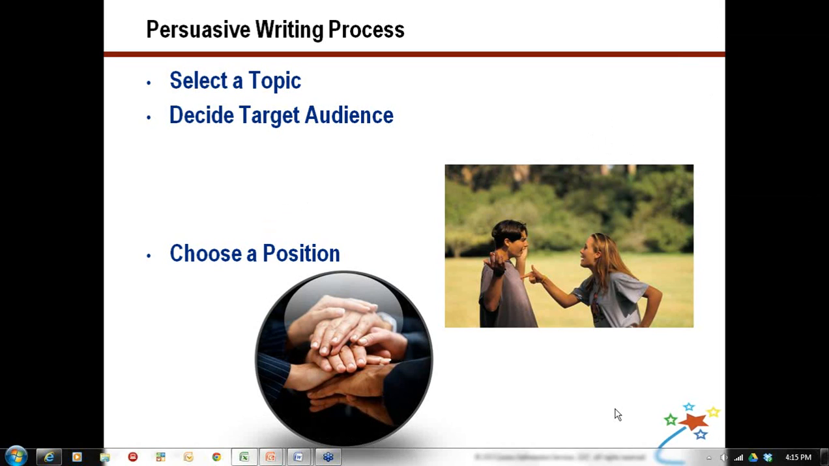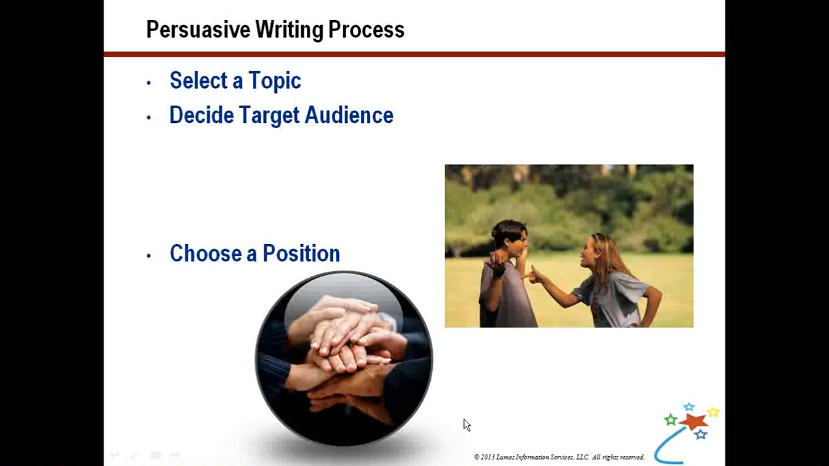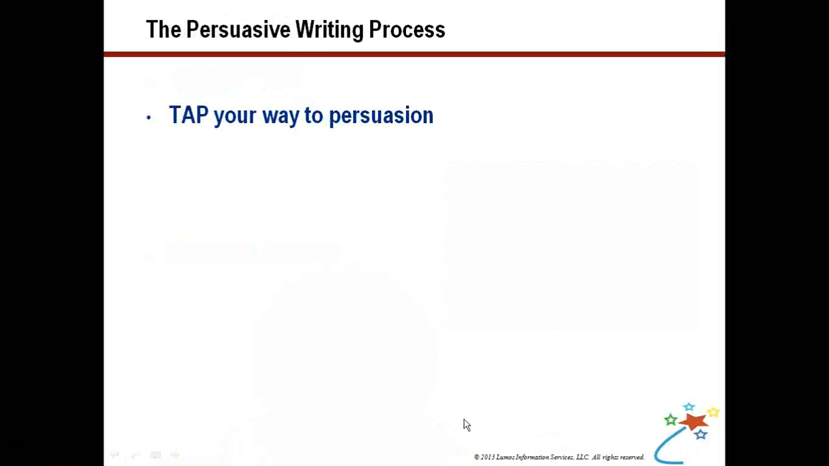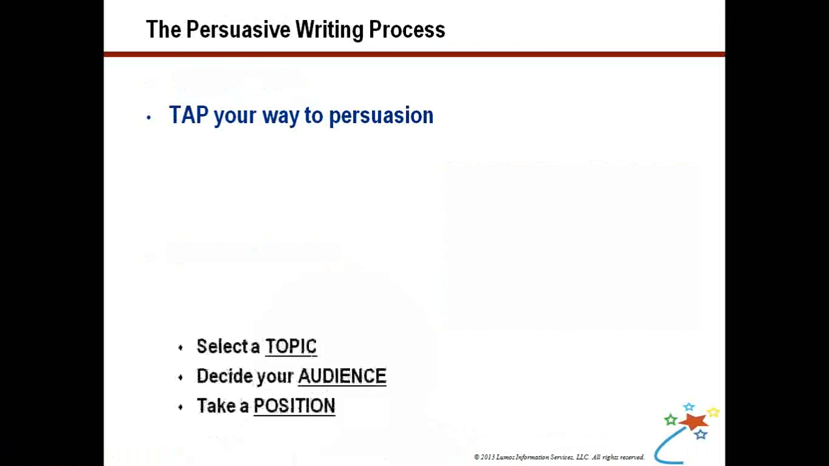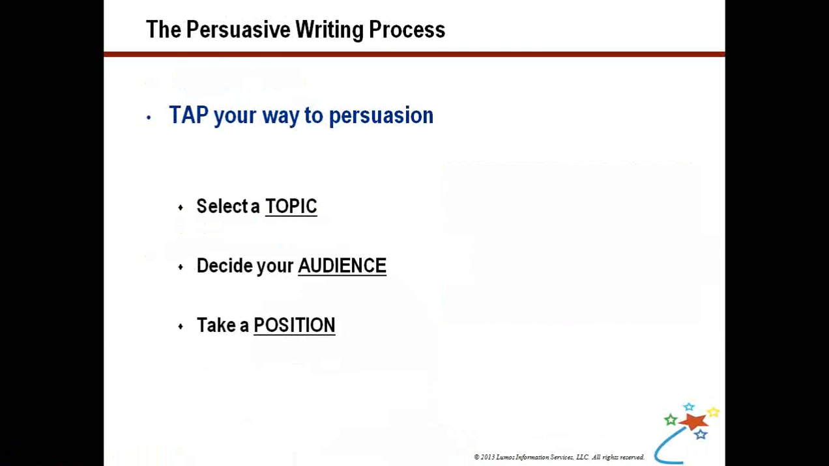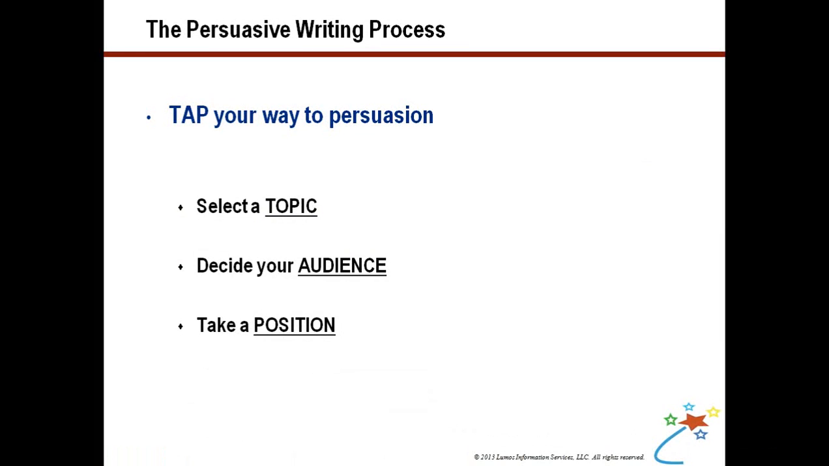So the 3 steps that you've just taken make up what I call the persuasive writing process. And we've given you a little acronym to help you remember what these steps are. The acronym is TAP, T-A-P, like you touch something, you tap something. And the T is for topic. You can see it on your screen. The A is for audience, and the P is for position. So these are the 3 pieces of the persuasive writing process that you would go through.